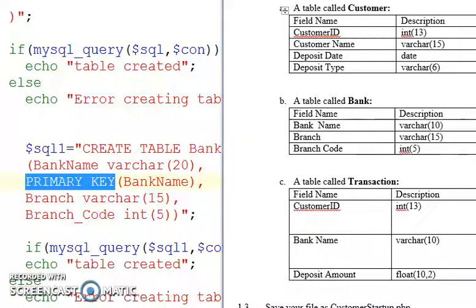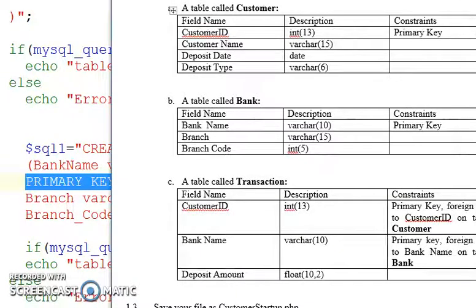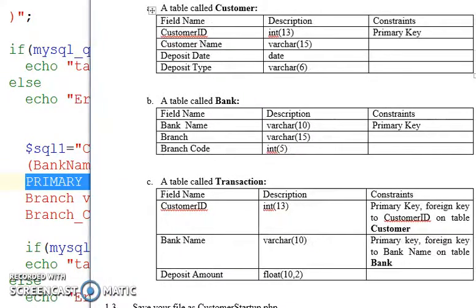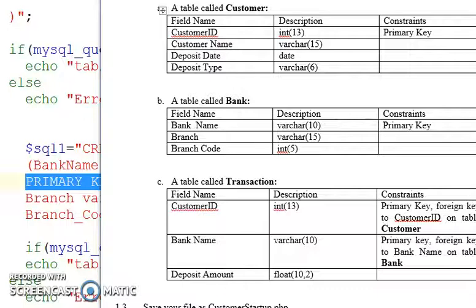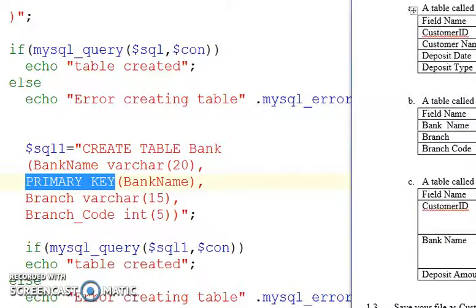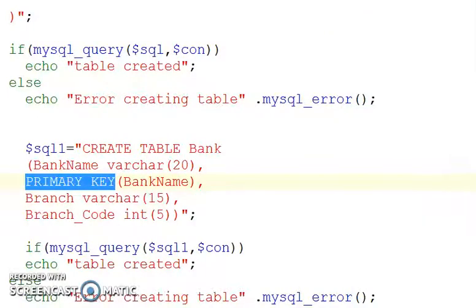transactions. Create a table called transactions. And so this takes in stuff from the customer table and the bank table. So let's look at that now. Let's look at that, what it says out there. Let's see how that's done.